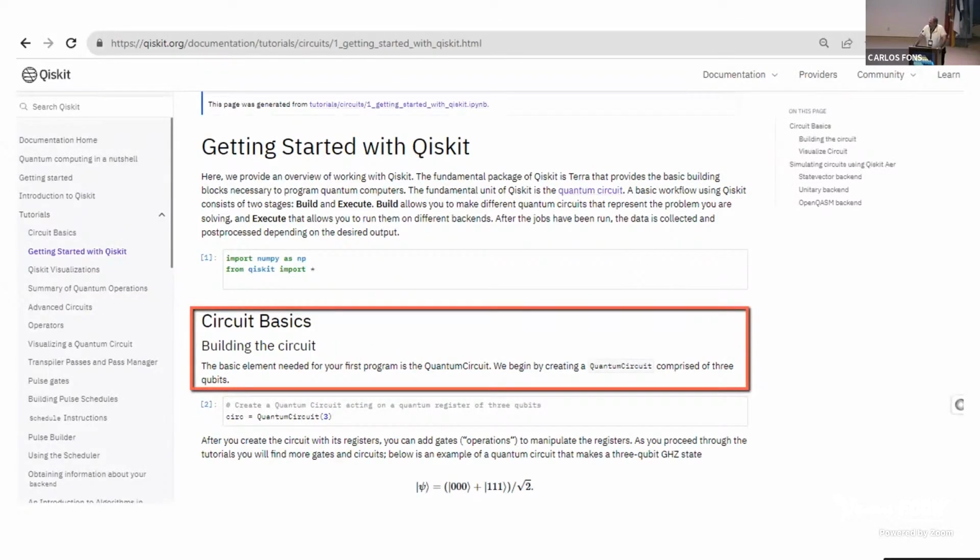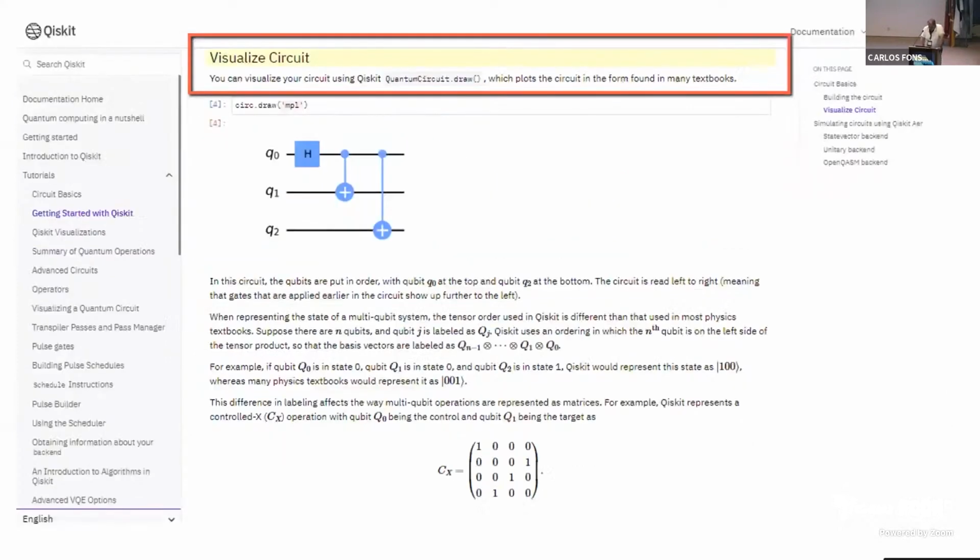All you have to do is access the Qiskit.org platform and follow, with an IDE, this simple pathway to learn the new way to communicate with quantum computers: the circuit basics, the implementation, the creation and visualization of the circuit. Here we are testing three qubits. It's a very simple circuit constituted by a quantum gate, here a Hadamard gate, and two CNOT gates.